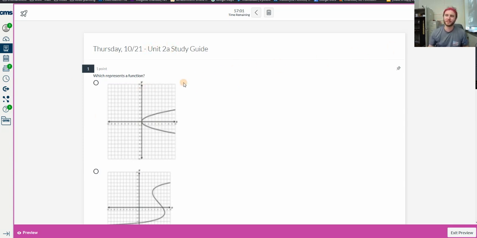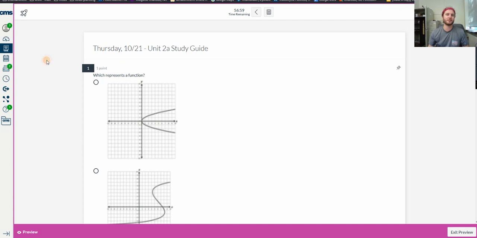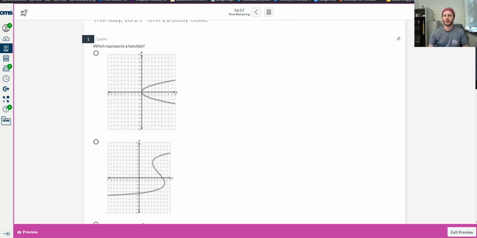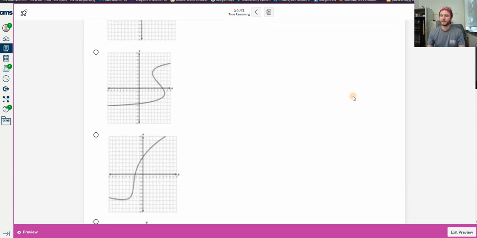Which of these represents a function? Remember, a function is just something that satisfies the vertical line rule, meaning I can draw a vertical line anywhere on this graph and it is not going to cross the line twice. This crosses twice here and here, so it doesn't work. For this one, it doesn't work there, so I try another spot.